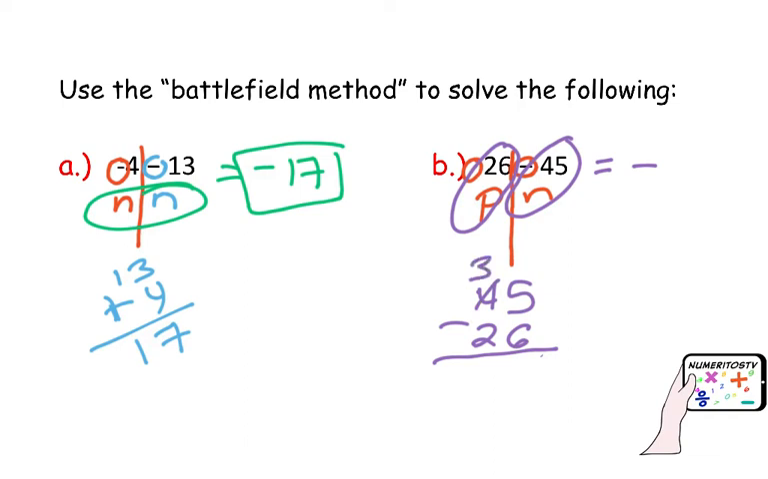This one borrows. We have 15 minus 6, that's 9. 3 minus 2 is 1, but don't forget they are negative. So, -19.